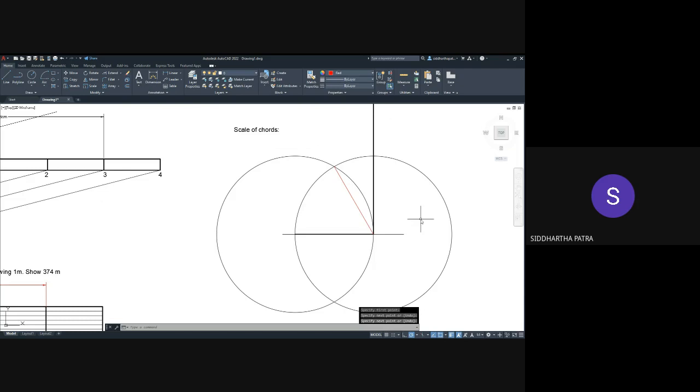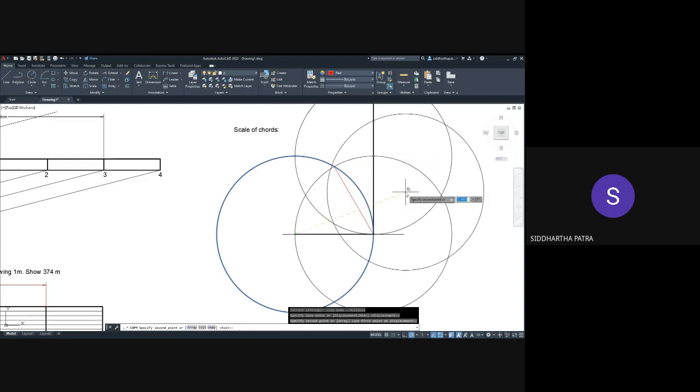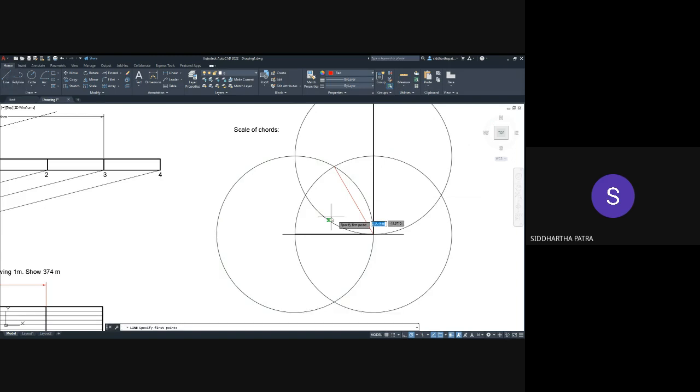Okay. And similarly, if you copy this circle from this center point to this as the center point, then if you join these two lines, then you have the 30-degree angle.